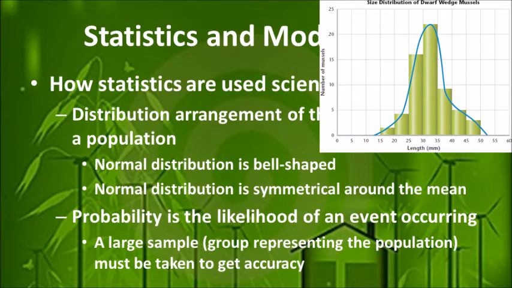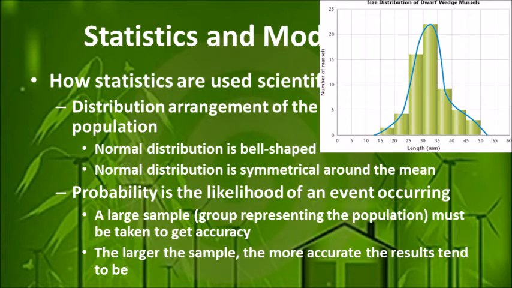A large sample, the sample being a group representing the population, has to be taken to get accuracy. The larger the sample, the more accurate your results tend to be. This is one of the reasons why when you do a scientific experiment, you want a large number of experiments. You're less likely to make errors. You're going to be able to see those, what we call outliers.